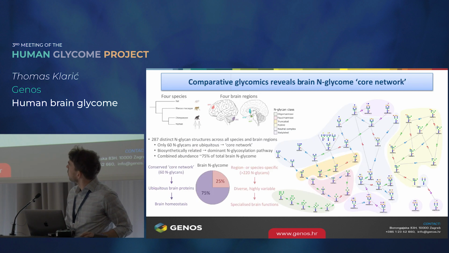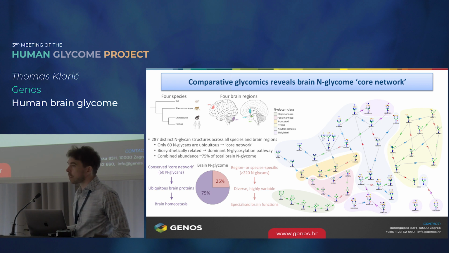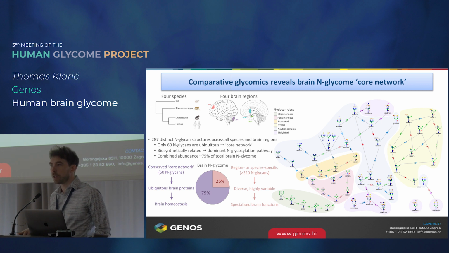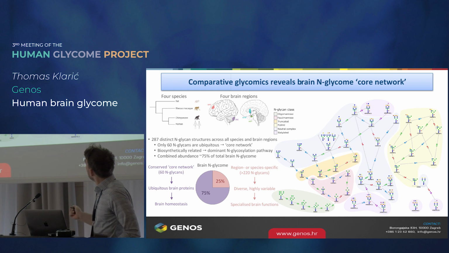So now moving on to the glycomics data, and what did we discover by analyzing all these brain regions in all these species? Well, firstly, we found a lot of different glycans, nearly 300 distinct N-glycan structures across all species and regions. But interestingly, only 60 of those were ubiquitous, in other words, present in every region and every species. And so we call this the brain N-glycan core network. This is what it looks like when you draw it out.